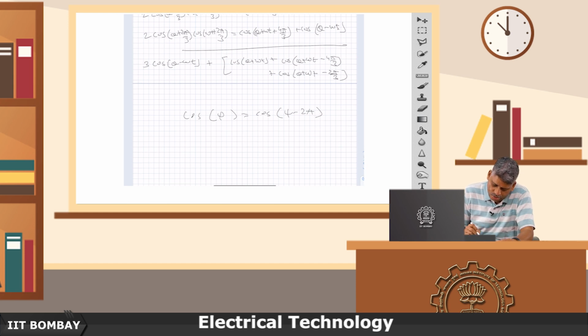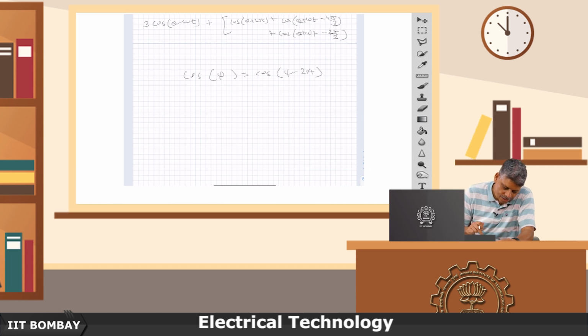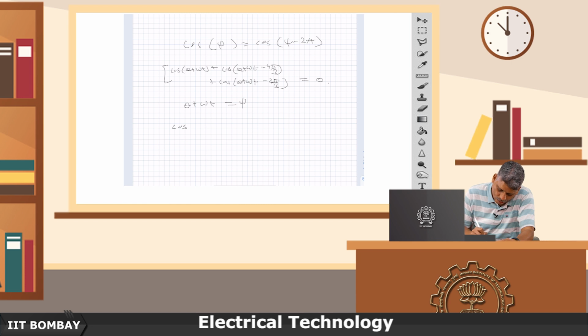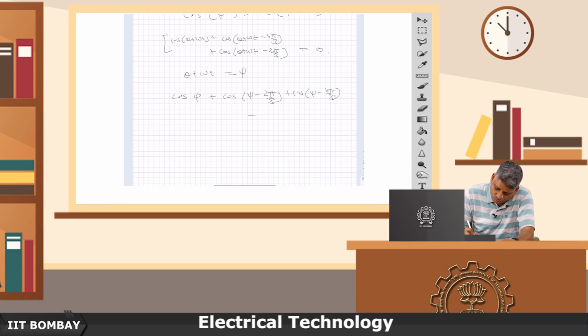So, now the question is, what is this sum? And it turns out that this sum is 0. Let us call theta plus omega t as psi. Then this will be cos of psi plus cos of psi minus 2 pi by 3, that is the third term, and cos of psi minus 4 pi by 3, that is the second term, and this will sum to 0.